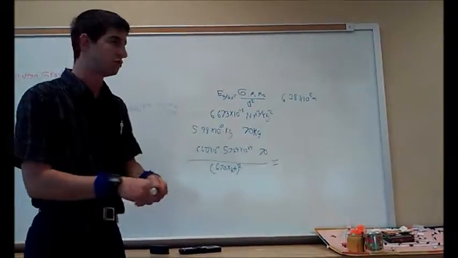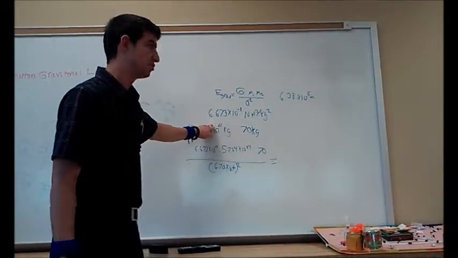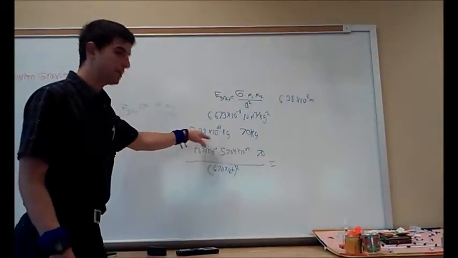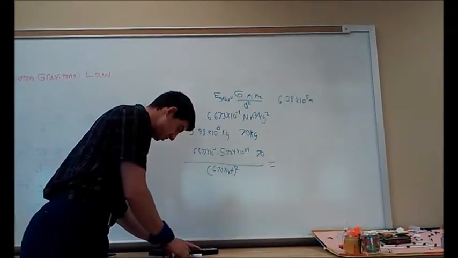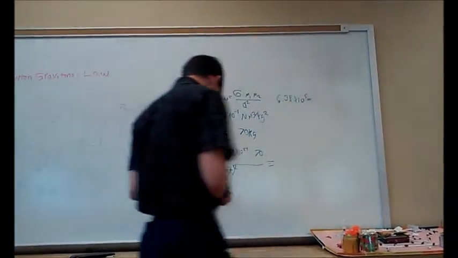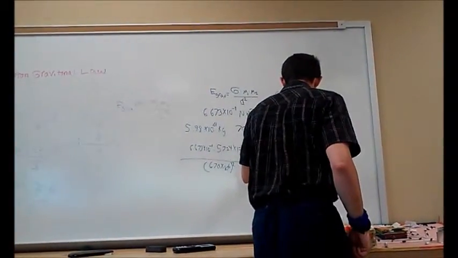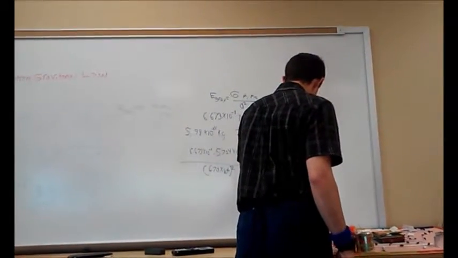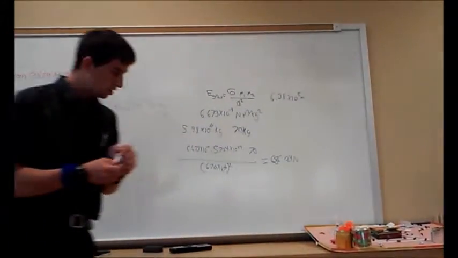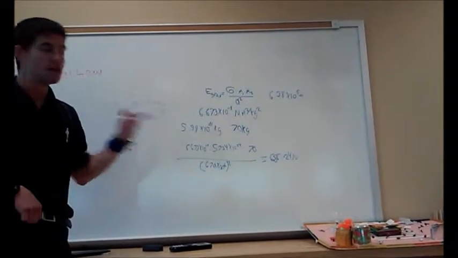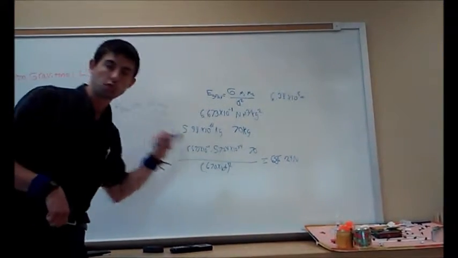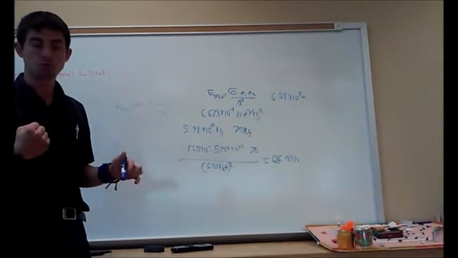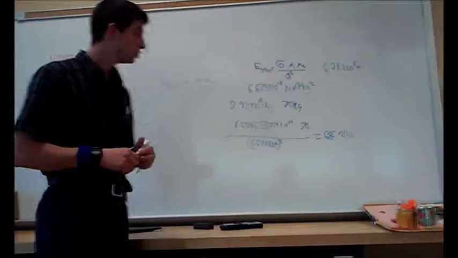So once we plug in all these variables, the universal gravitational constant, the distance, and the mass of both of these, we get a value of 686.24 newtons. That is the weight of the student, how much gravitational pull the two objects have on one another.